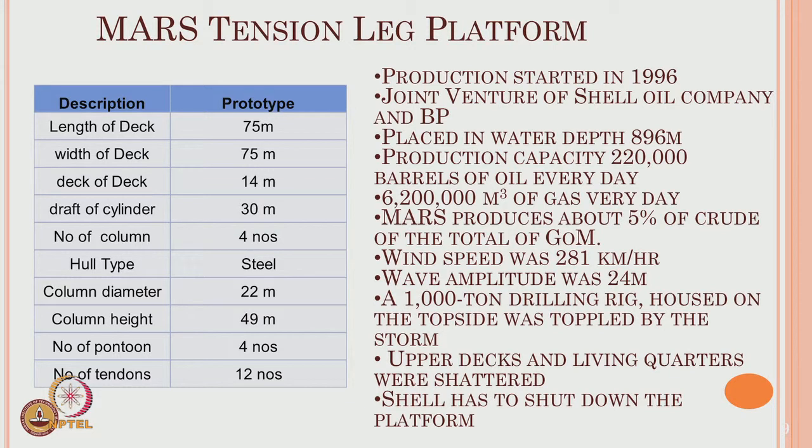Now, let us look at the statistics of Mars TLP. Look at the right side of the slide. The production of this platform started in 1996, Katrina came in 2005, closely about 10 years, within 10 years. It was actually a joint venture of Shell Oil Company and BP. It is located in a water depth of 896 meters, one of the deepest platforms in the Gulf of Mexico. Very interestingly, the production capacity is 220,000 barrels of oil every day and about 200,000 cubic meters of gas every day. If you look at the statistics, Mars TLP alone produces close to 5% of the crude oil of the total Gulf of Mexico. It is a very important platform.